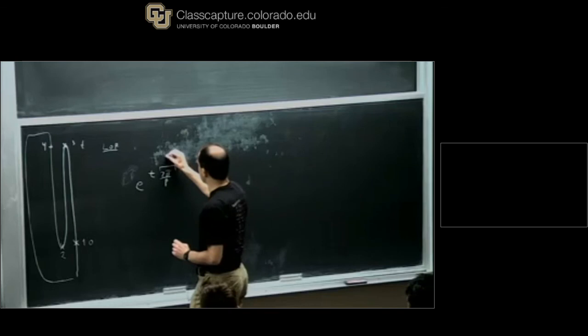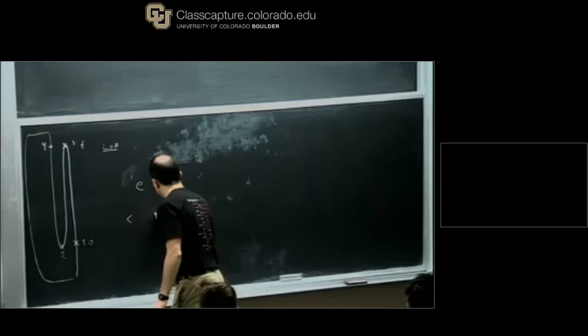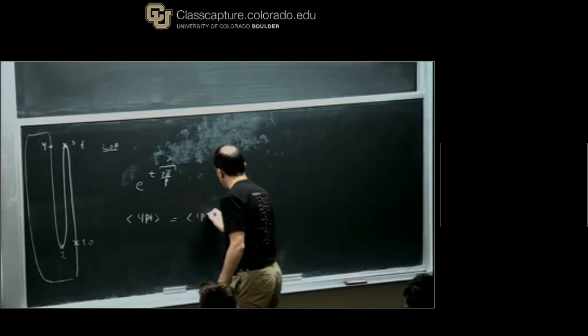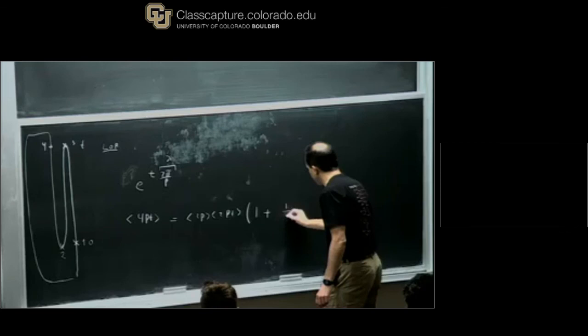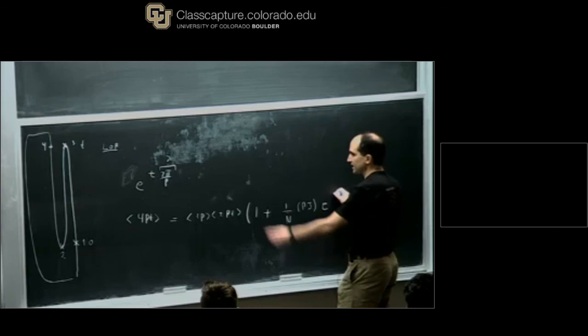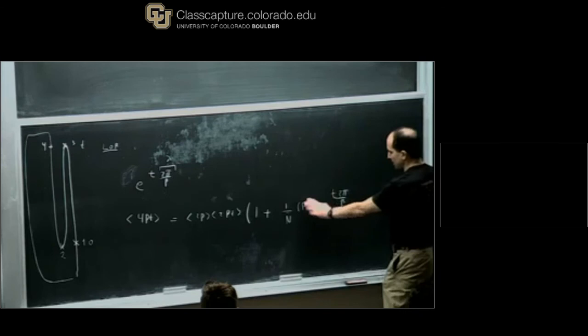So let me be a little more clear. So we have the four-point function is equal to a product of two-point functions times 1, and then there are some corrections, and the corrections go like 1 over n, and then they're enhanced by a little factor of beta j, and in addition, it grows in time with this factor. Okay? And this is a piece that we can get from the Schwarzian action.